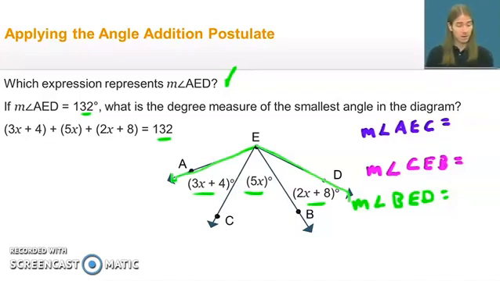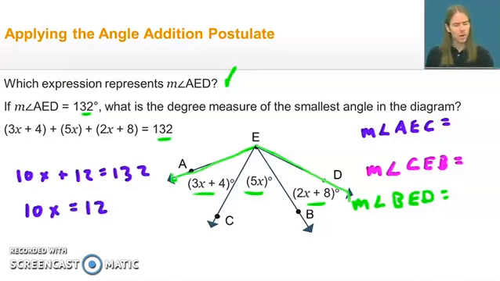When I solve for x, the first thing to do is combine like terms. I see that I have 10x plus 12 is equal to 132. Next, I can subtract 12 from both sides by using the subtraction property of equality, and that gives me that 10x is equal to 120. Finally, I will divide both sides by 10, and that tells me that x equals 12.